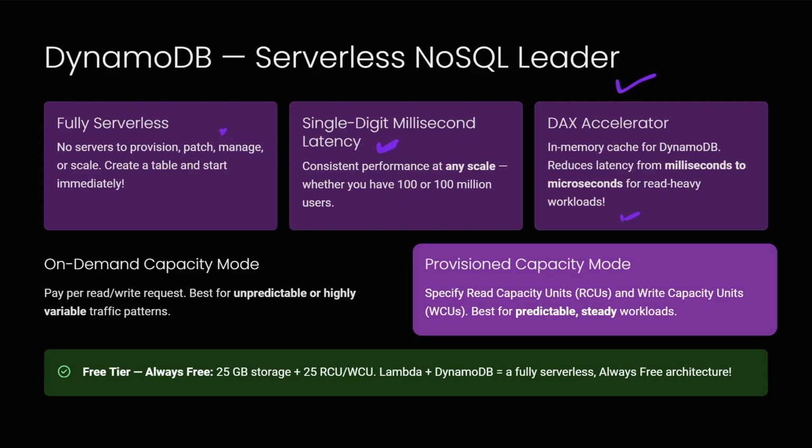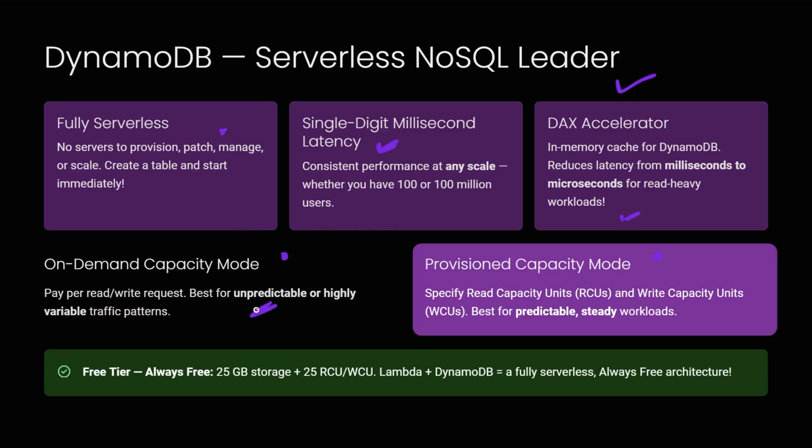The other one is pricing modes. How do you pay for it? You use provisioned capacity if your traffic is steady and predictable. You tell AWS, give me 100 reads per second. We have on-demand capacity as well, and you use on-demand capacity if your app might randomly go viral overnight and you just want to pay per click.